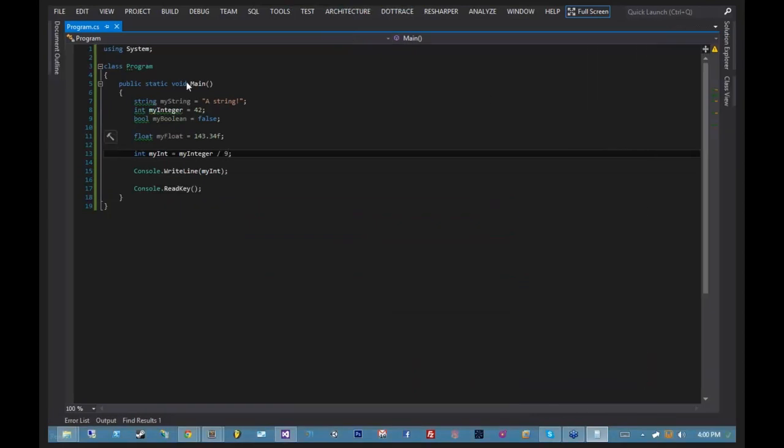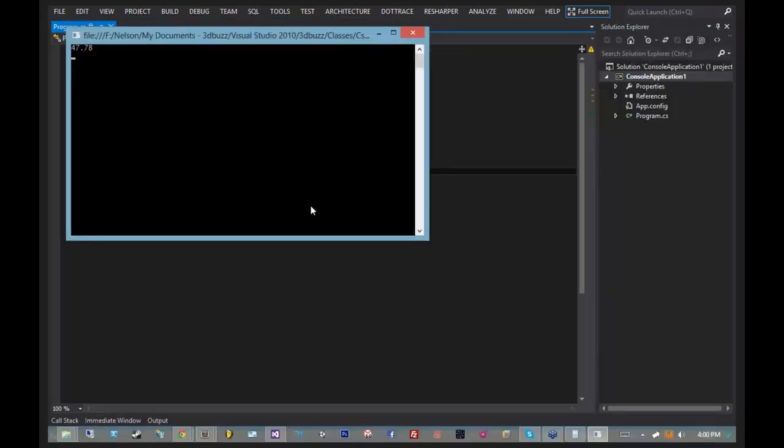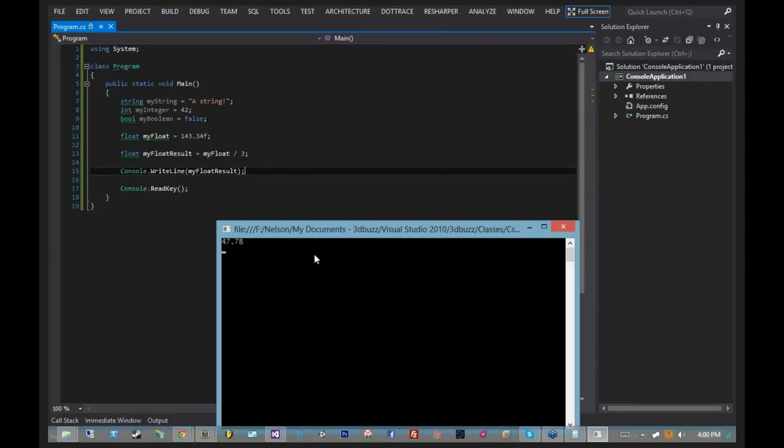So let's say that instead of having, let's say we did something like this. Float myFloatResult equals myFloat divided by 3. And then we did that and hit F5. And hey, look at that. We have some actual decimal point action going on with this float. This float does not cause truncation because floats can store data that has decimal points in them.